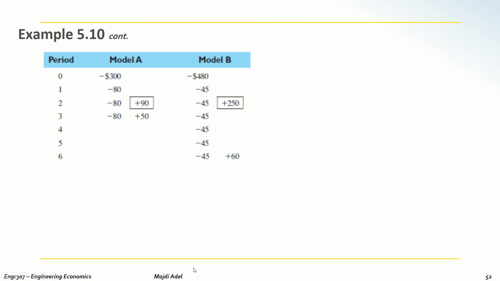So this is the cash flow for the two options. Okay, I need to find this, of course, for 2 units of Model A. I'm going to buy 2 units of Model A, so the total cost will be $300,000. And this is the operating cost for 2 units of Model A. For one machine or one unit, it's 40,000, but for 2 units, it's going to be 80,000. And this is my analysis period.